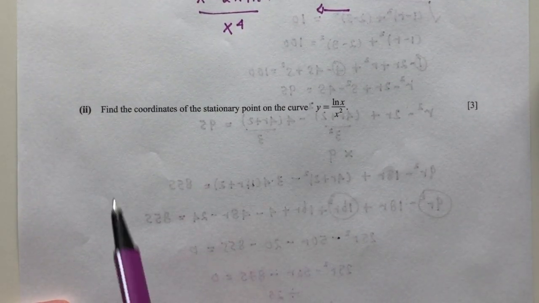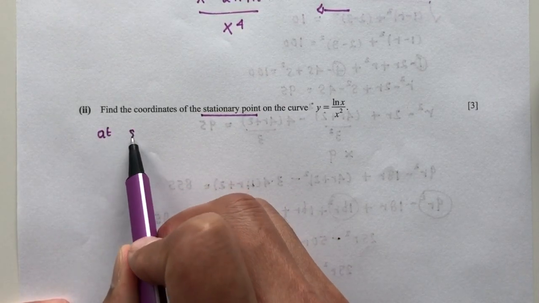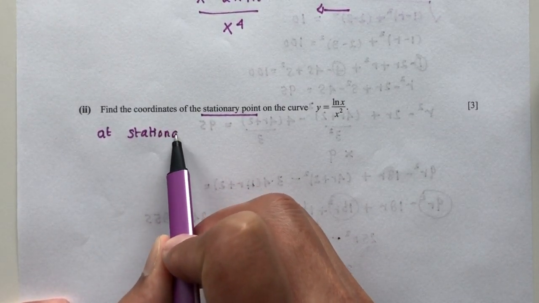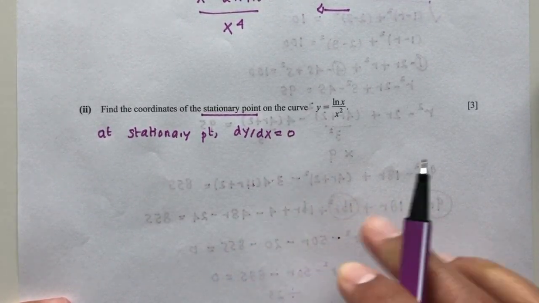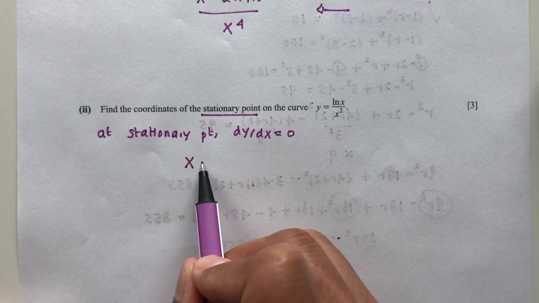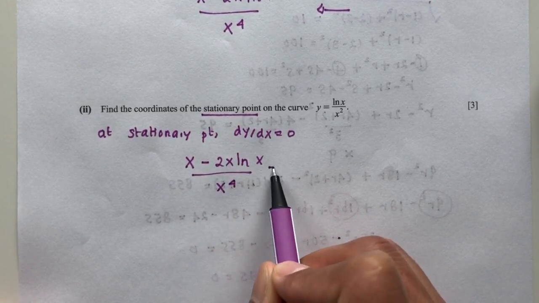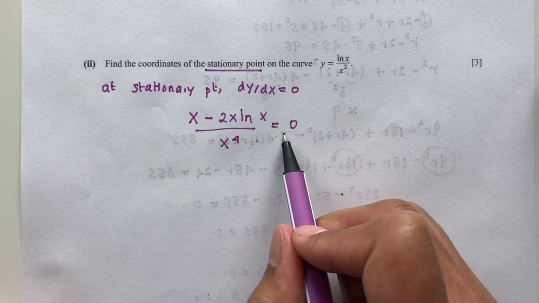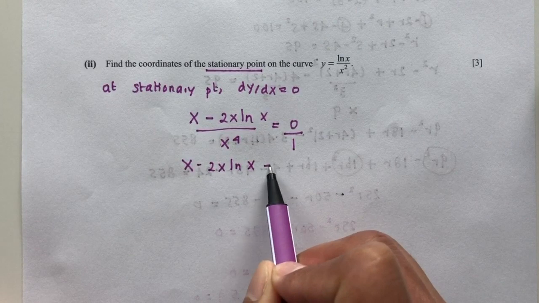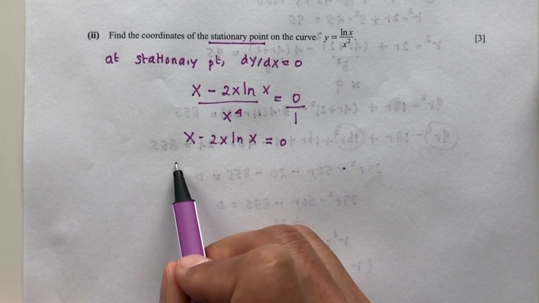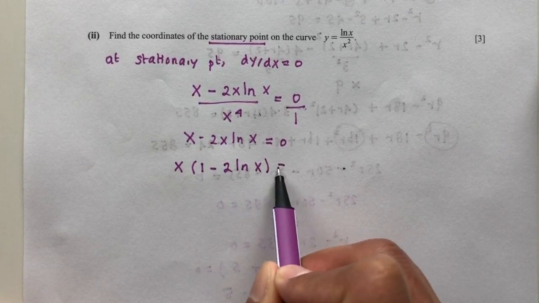Now for part 2, find the coordinates of the stationary point on this curve. As you guys must know by now, at a stationary point, dy by dx is equal to 0. So dy by dx we have seen from part A is equal to x minus 2x ln x over x power 4, equal to 0. Now if you cross multiply, you will have x minus 2x ln x equal to 0. Now you factorize the x outside, you will have 1 minus 2 ln x equal to 0.